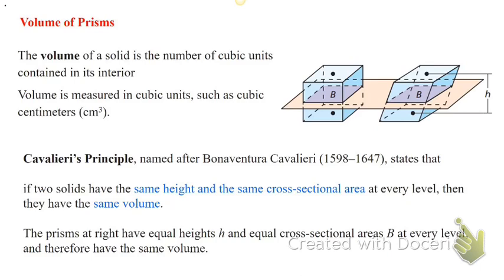If two solids have the same height and the same cross-sectional area at every level, then they have the same volume. So even though one of these cubes in the picture looks slanted, as long as the area of the cross section is the same all the way throughout and the height is the same, then it's got the same volume. The prisms at the right have equal heights and equal cross-section areas of the base, which we call capital B, at every level, and therefore have the same volume.